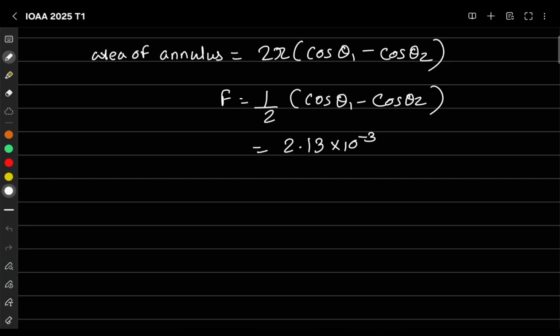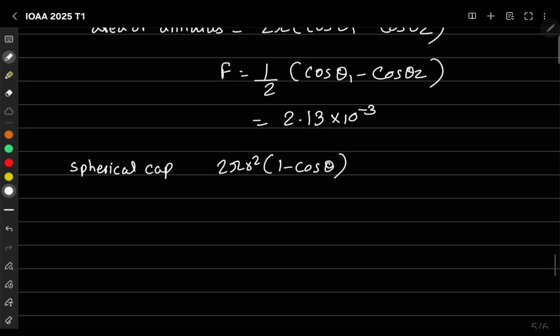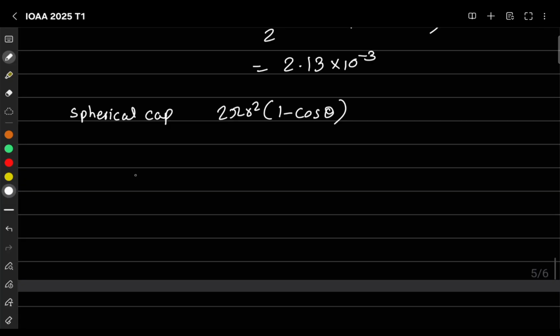Now the question might arise, how do you get this 2 pi (cos theta 1 minus cos theta 2)? It is just a standard formula, the surface area of a polar cap, or a spherical cap. The spherical cap surface area is given by 2 pi r square (1 minus cos theta).